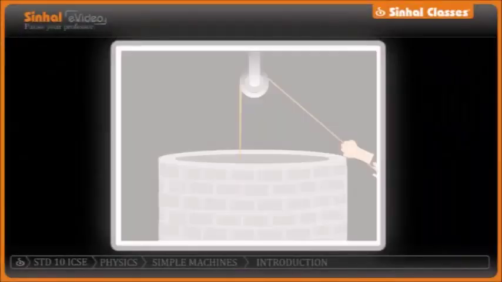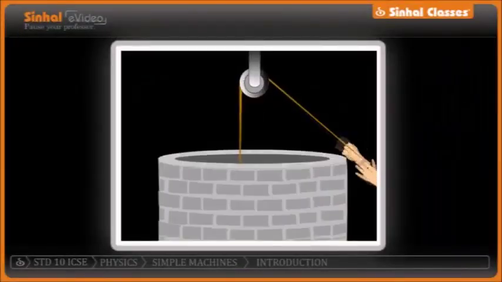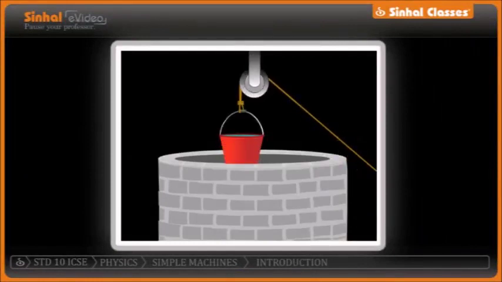When we have to draw water from the well, we see that we use a pulley at a convenient direction such that we get a convenient effort applied.